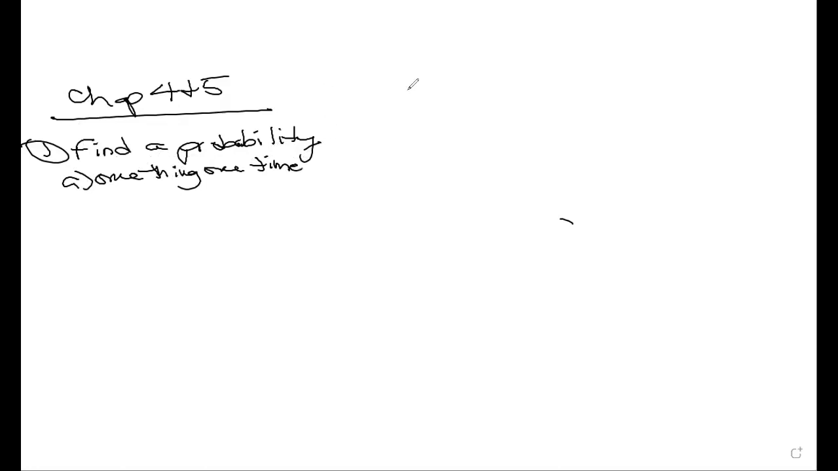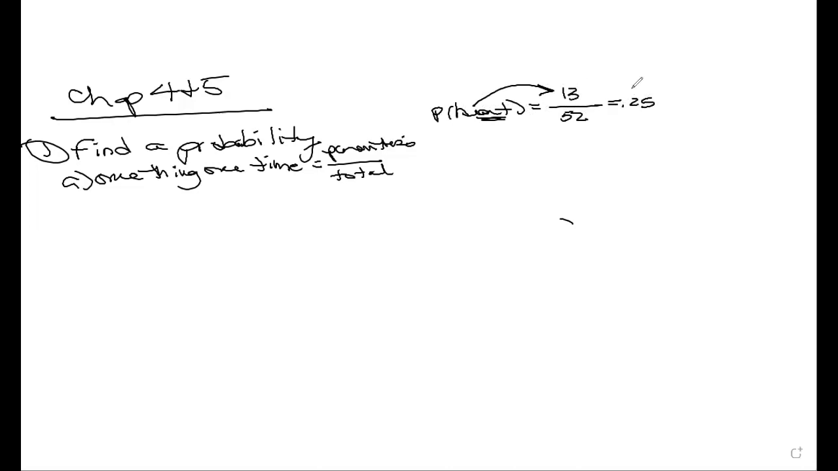It might be something like you pick one card. What's the chance you get a heart? If it's just one thing, one time, remember the total goes on the bottom and what's in parentheses goes on the top. So if I said, you pick one card, what's the chance you get a heart? Remember your total goes on the bottom. There are 52 cards. What's in parentheses goes on top. Okay, so make sure that you can do that one thing, one time. Make sure, because if it's a probability problem and you don't have a P in what you're looking for in a parenthesis, I won't give you any partial credit.